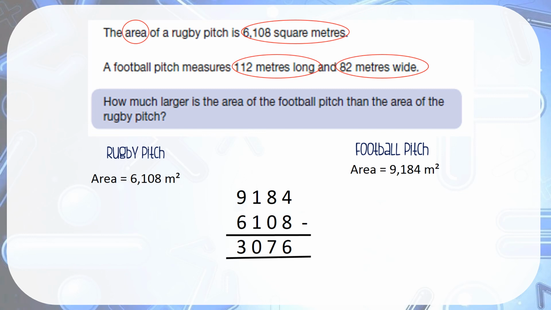So once I've found the area of the football pitch, I now know both areas. But that's not all the question's asking us to do. The end of the question says how much larger is the area of the football pitch than the area of the rugby pitch. So essentially it's asking you to find the difference between the two areas. Now straight away, if you hear that word difference in a maths question, you know that the method you're going to need to do is a subtraction. So I have here taken the smaller area, which is the area of the rugby pitch, away from the area of the football pitch, and I have got the answer 3,076. So that is your answer to the first question.